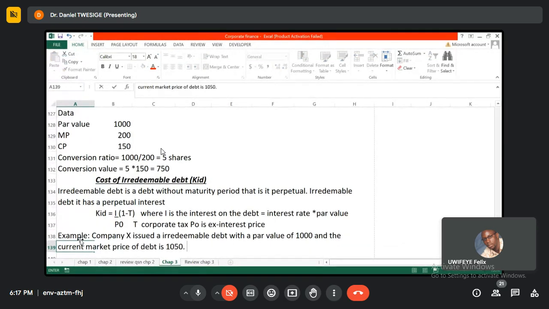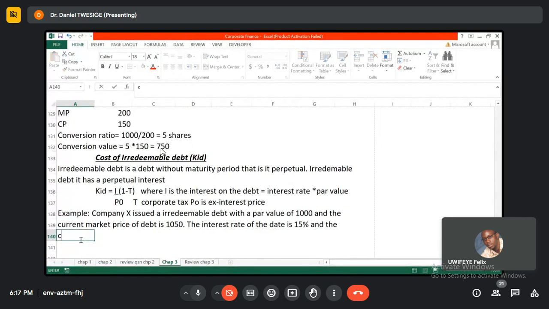So if it is irredeemable, the interest rate or the coupon rate of the debt is maybe 15%. And the corporate tax is 30%. So required, compute the cost of the debt.